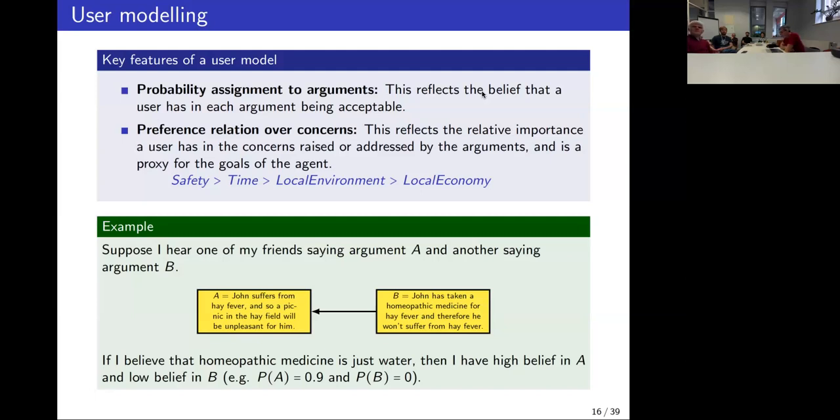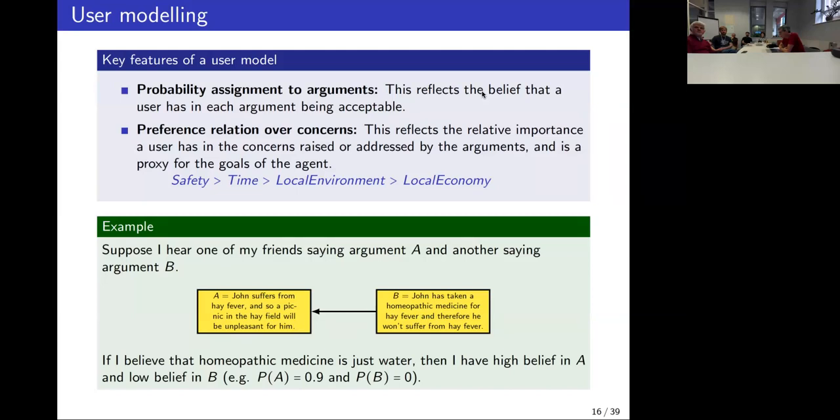So here's a simple argument graph. This could be a scenario where I listen to some friends who are talking about a picnic. One might say, argument A: John suffers from hay fever, so a picnic in the hayfield will be unpleasant for him. So this might reflect John's problem.